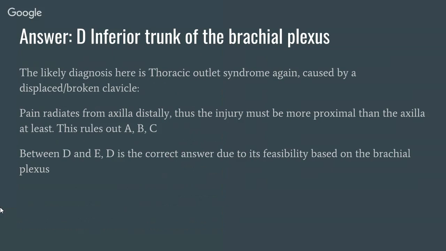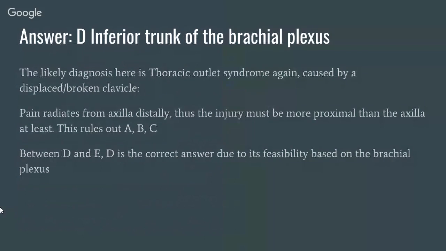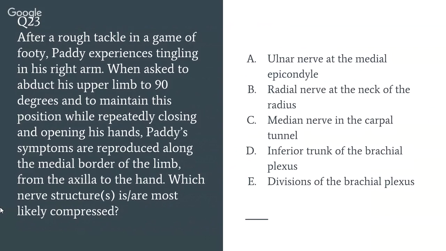So here we're talking about thoracic outlet syndrome once again, specifically the inferior trunk of the brachial plexus. What's important here is that the diagnosis doesn't matter too much. It's pretty much the symptoms that we're talking about. You've got pain radiating from the axilla distally, and thus the injury must be more proximal than the axilla. If you've got pain along this entire length of arm, you have an injury here, because what about the rest of it? So you have to think logically in that sense and work out the most likely location of a lesion. And then between D and E, because you've been able to rule out A, B, and C, the correct answer has to be D, the inferior trunk of the brachial plexus.